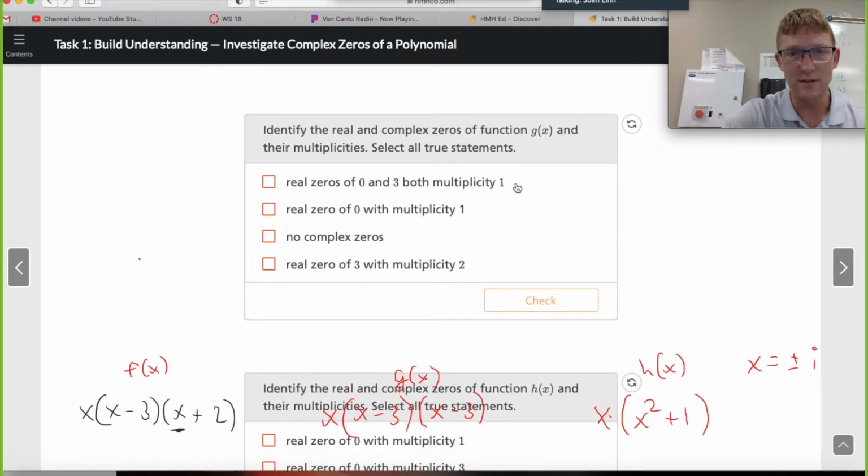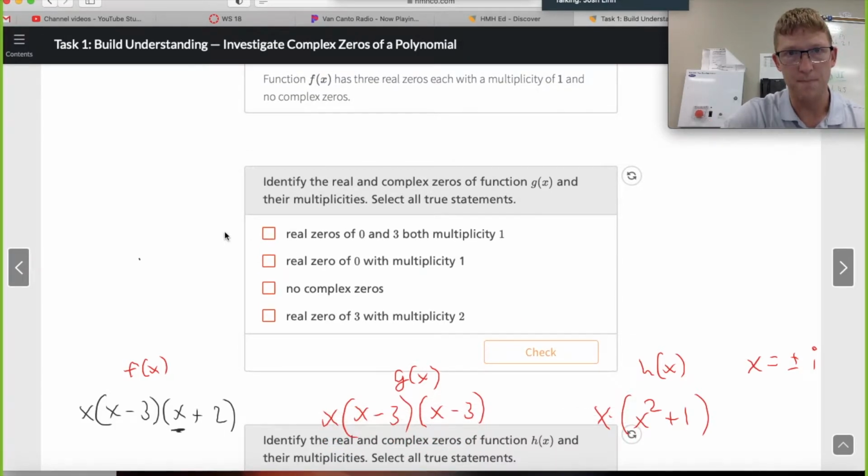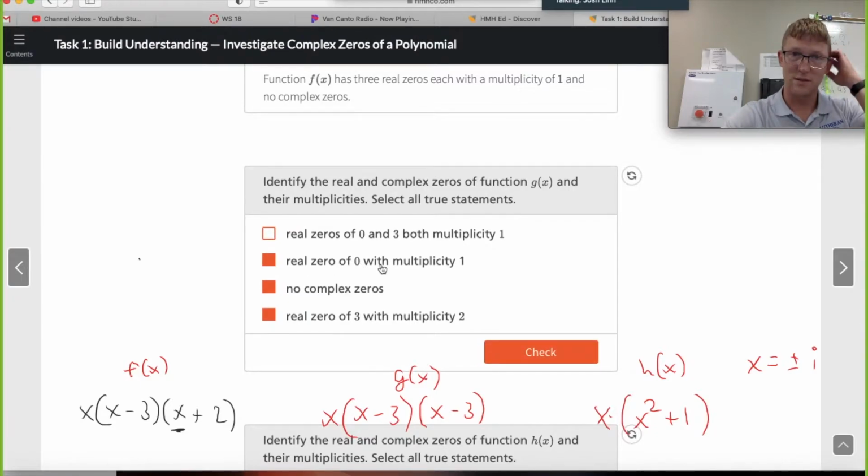So this is for g of x. This is our middle one right here. We've got a root at 0 and a root at 3. There are no complex zeros. Real 0 of 3 with a multiplicity of 2. So that's these two right here. And then a real 0 at 0, multiplicity of 1. So that's our x part right here. And then the multiplicity of 2.